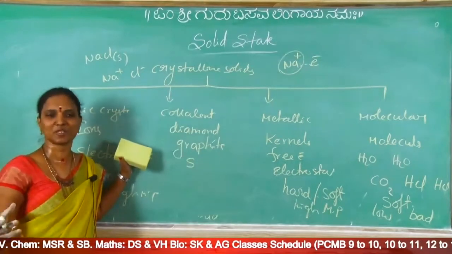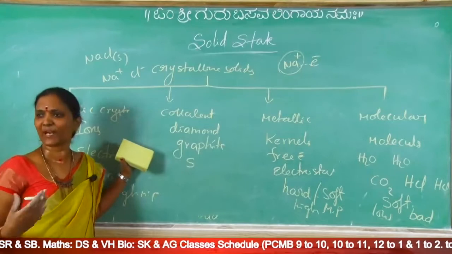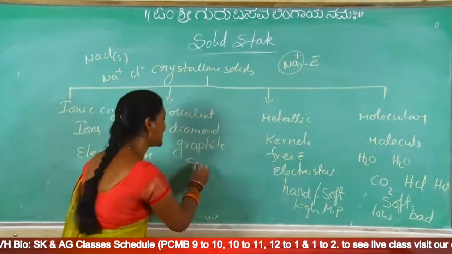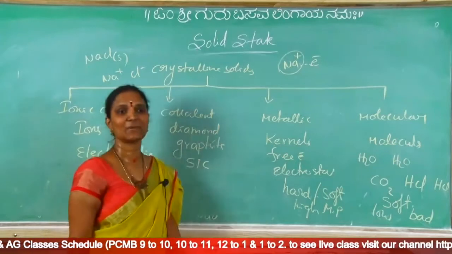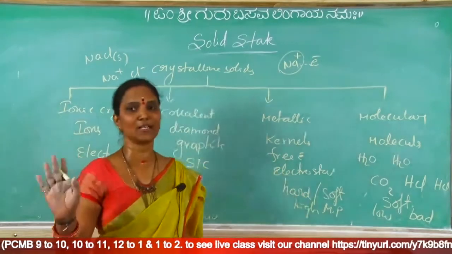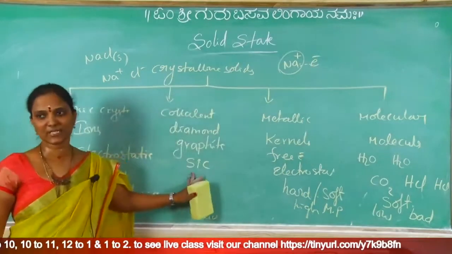Common names, because now you are free at home, so practice all the common names. Many common names are given anyhow. Silicon carbide, its common name is carborundum. What is corundum? Don't confuse, that is Al2O3. This is carborundum, silicon carbide.